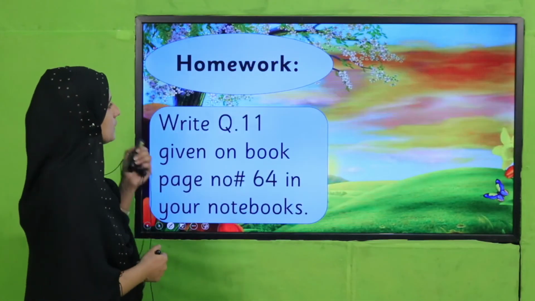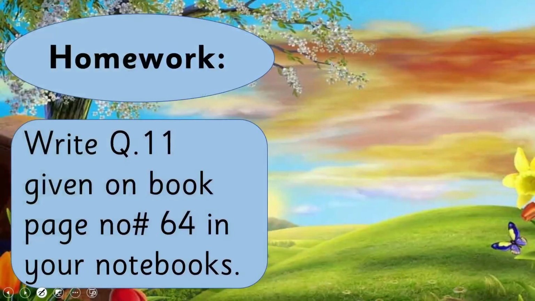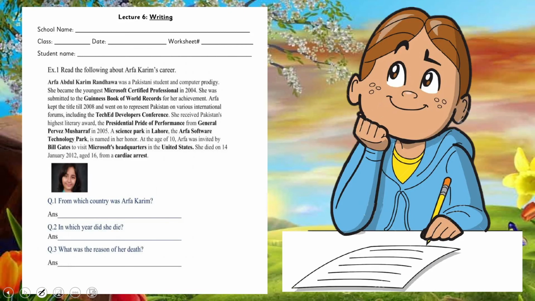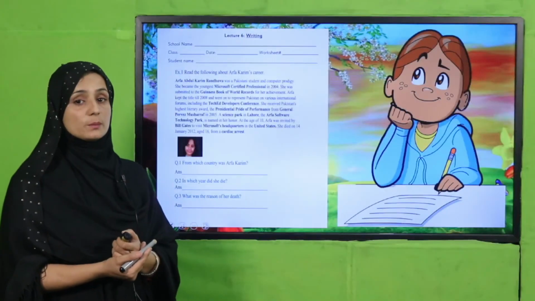Excellent, good job. So what's our homework for today? Write question number 11, given on page number 64 of the book, in your notebooks. Yes, this is your question. First, you will arrange these pictures and then you will write a paragraph in your notebook. This is a worksheet and you may click it, download it and provide it to your students in printed form.